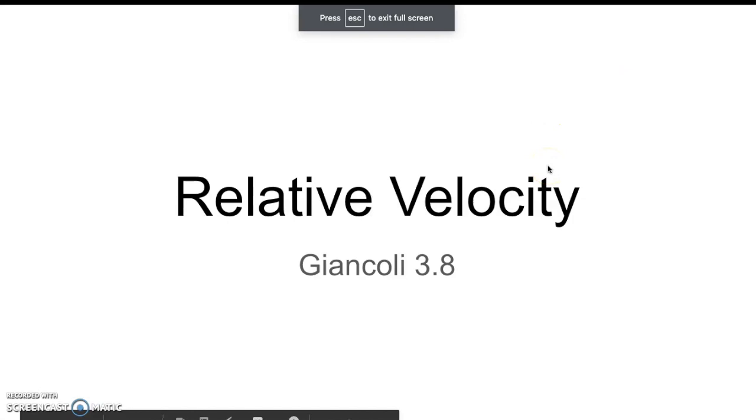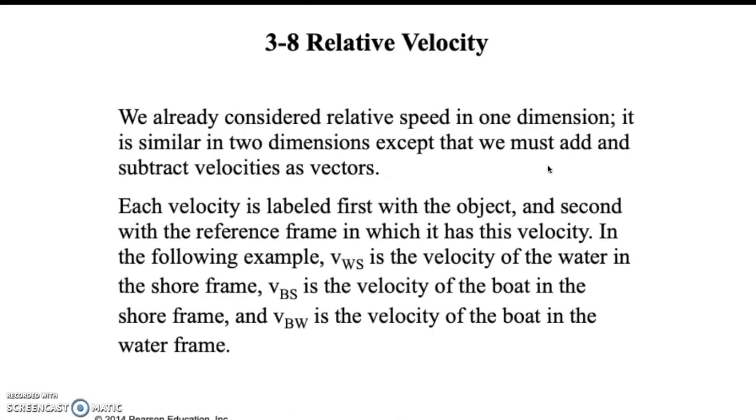All right, so we're going to look at relative velocity, Giancoli 3.8. We've looked at relative speed in one dimension, and it's very similar in two dimensions, except we must add and subtract velocities as vectors, just like we did with projectile motion. Each velocity is labeled first with the object and second with the frame of reference. For example, VWS is the velocity of the water with respect to the shore.